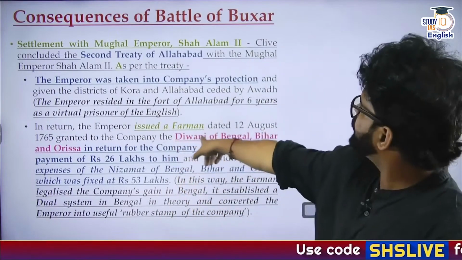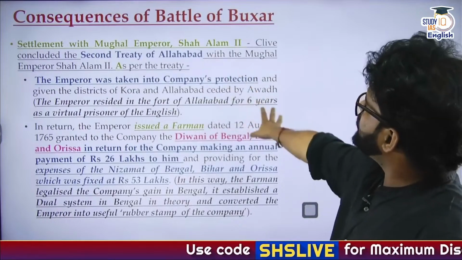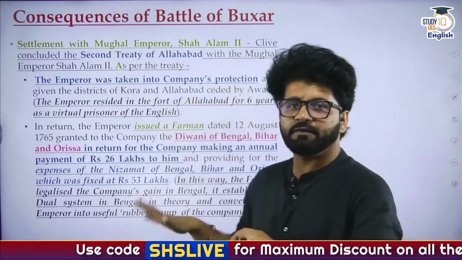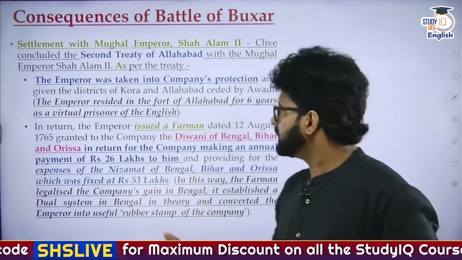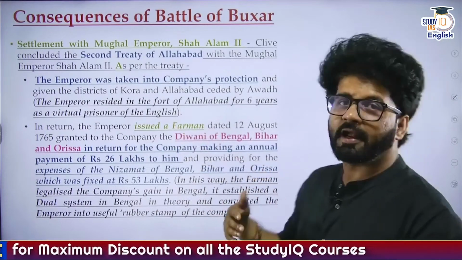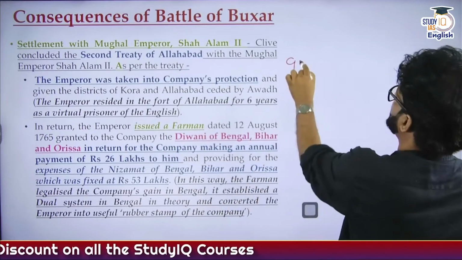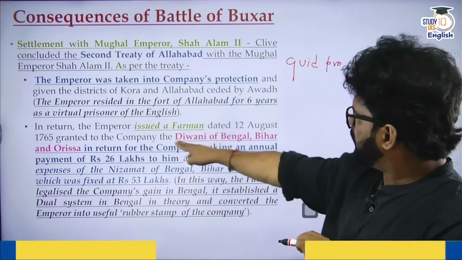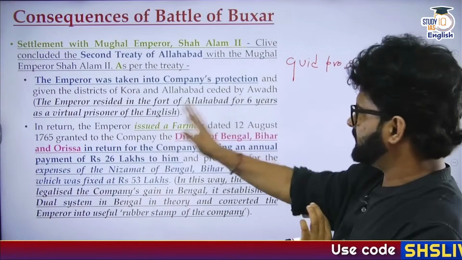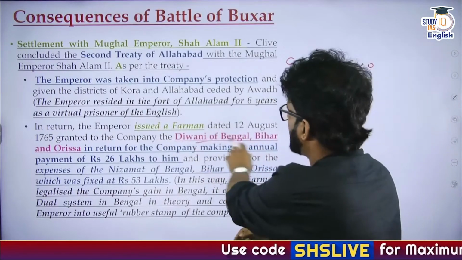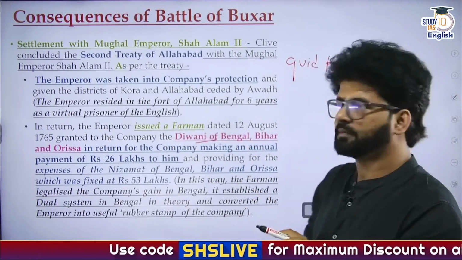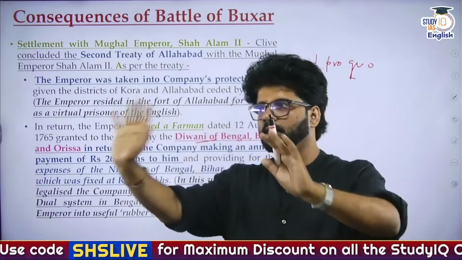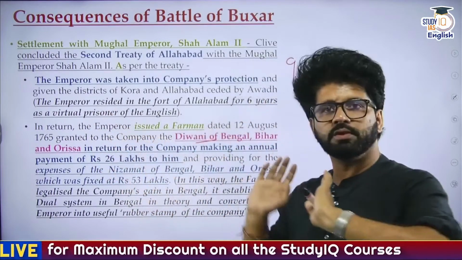So in return, the Emperor issued a farman. Shah Alam II has been given a place where he can stay away from the Afghani people. He is safe for the time being. And in return, again, there is something known as quid pro quo. If I'm doing something for you, in return you also have to do something for me. So, quid pro quo, Shah Alam II issued a farman dated, you can see the date, granting the Diwani of Bengal, Bihar and Odisha. So trading rights and all the revenue will be coming to the EIC now.